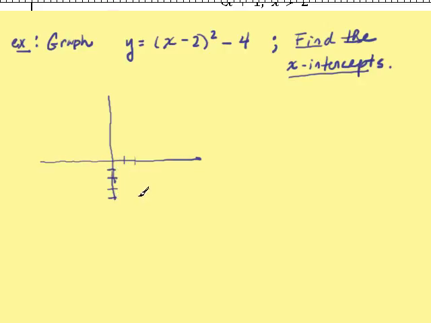So the 0, 0 ends up over here at 2, minus 4. And this is 2, and 1, 1 will end up right here at 3, minus 3.